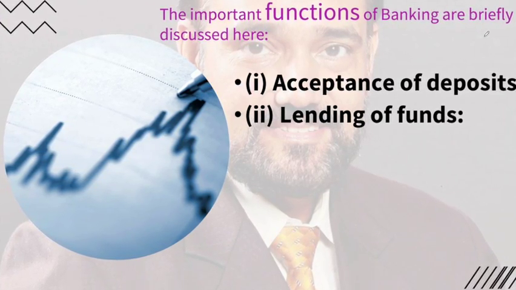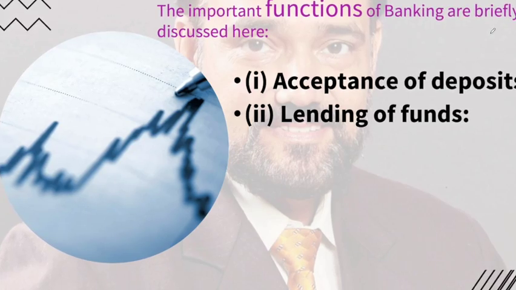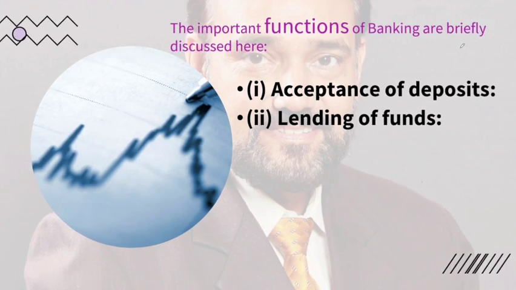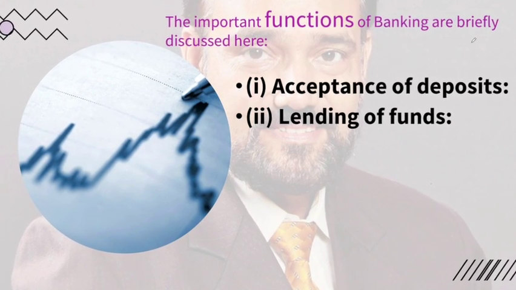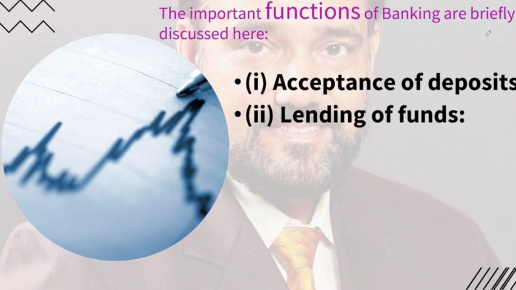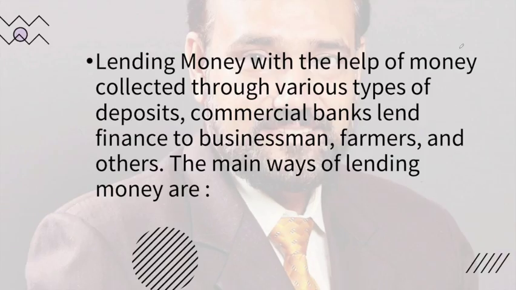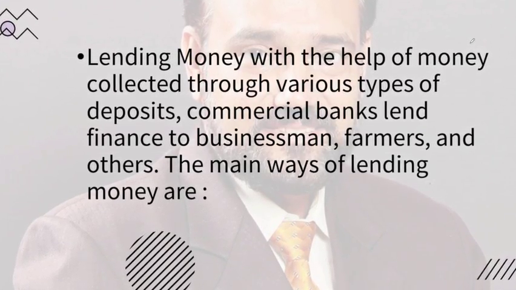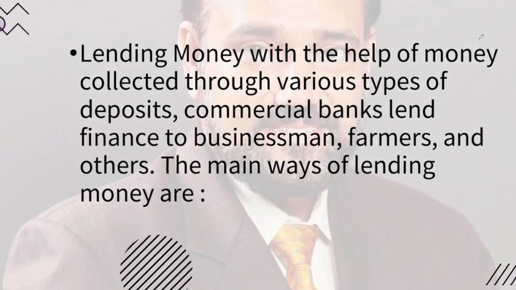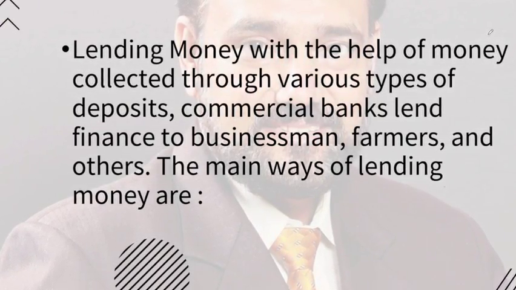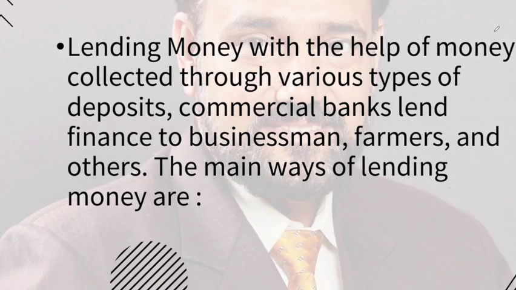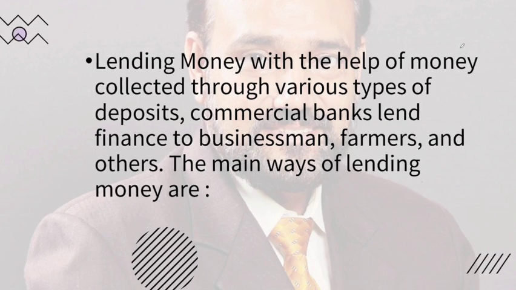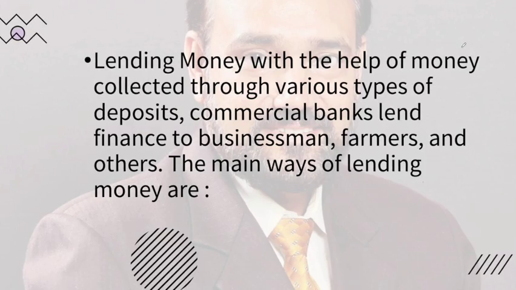Now the second basic or primary function of the bank is lending of funds. So how does a bank lend funds, how does a bank provide advances and loans to people? Now let us discuss it. Another main function of a bank is to advance loans to people. A bank receives money through deposits, and a certain part of this money is transferred to the cash reserve, and the balance is used by the bank for advancing loans.